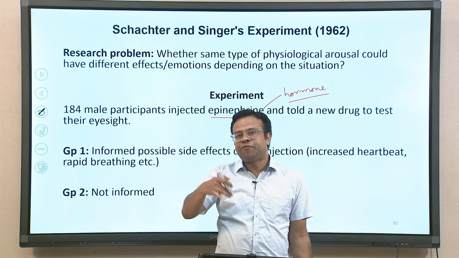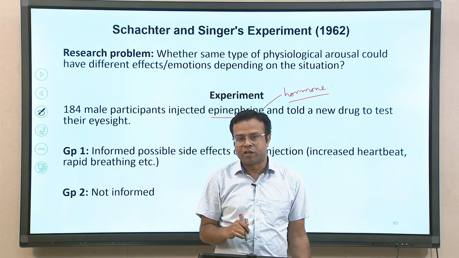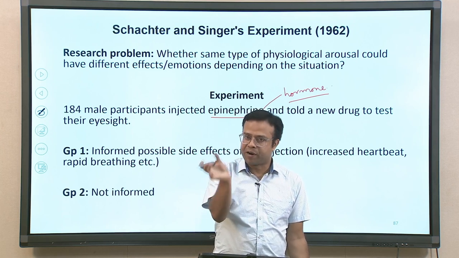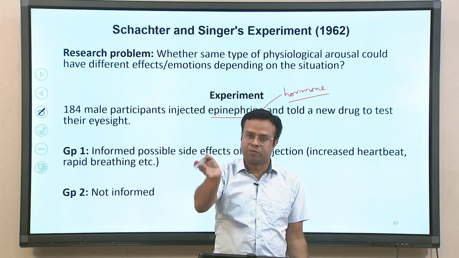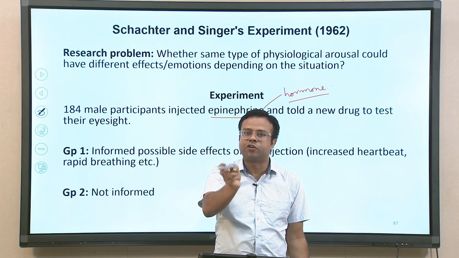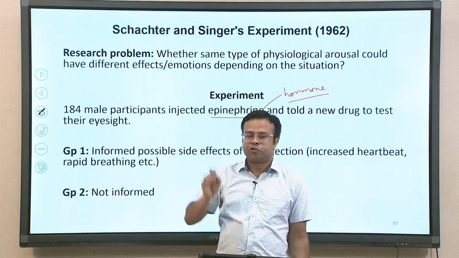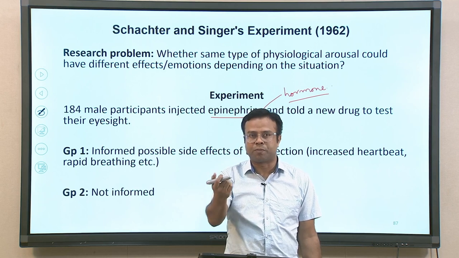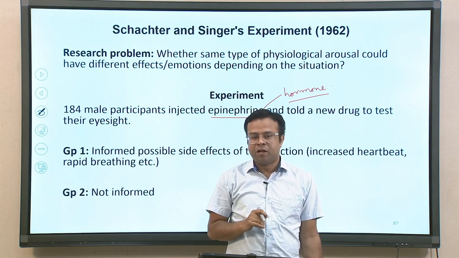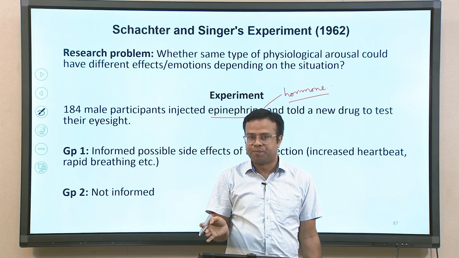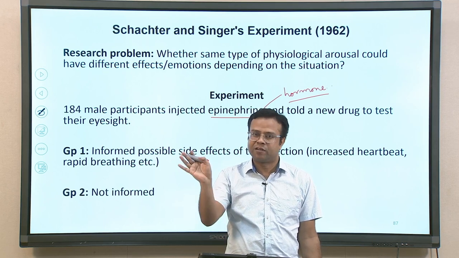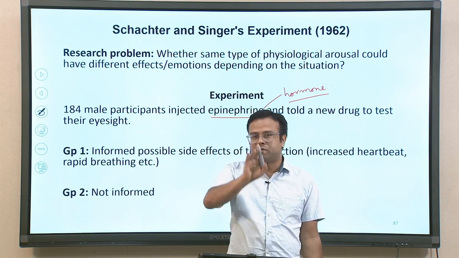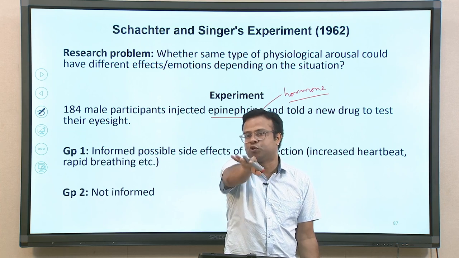Now, the information about the injection of this drug was manipulated in two ways. One group of participants was actually told the side effects of the injection, that it would increase heartbeat and cause rapid breathing and so on. In another group, nothing was informed. They were just told it was a drug to test their eyesight. This is how the information was manipulated in two groups of participants.